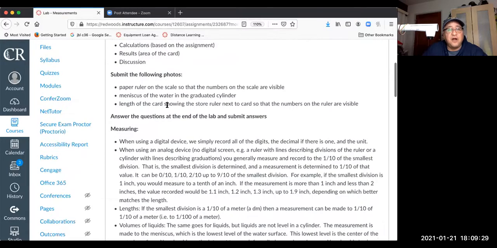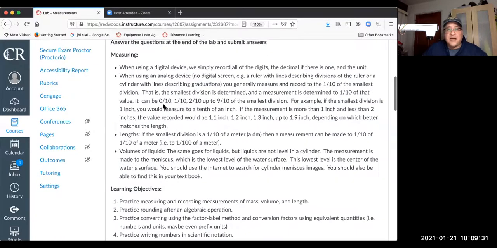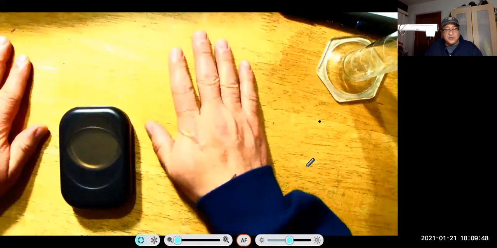So let's move along here. This describes how to measure. And I'm not going to read this to you. I'm going to show you how to measure. So I'm going to do another share here, and I'm sharing my desktop. And when I say desktop, I don't mean what is on my computer screen. I mean what is on my desk. So can you see my hand?